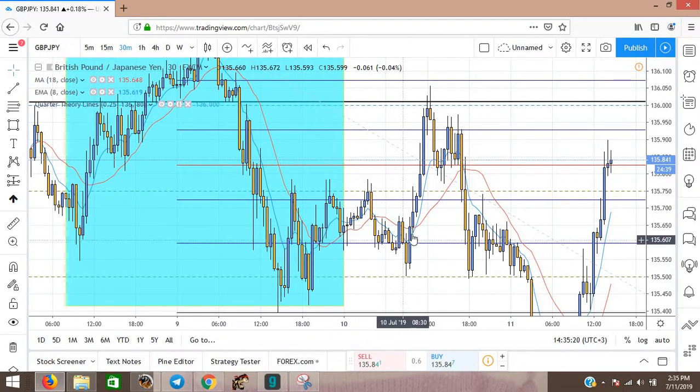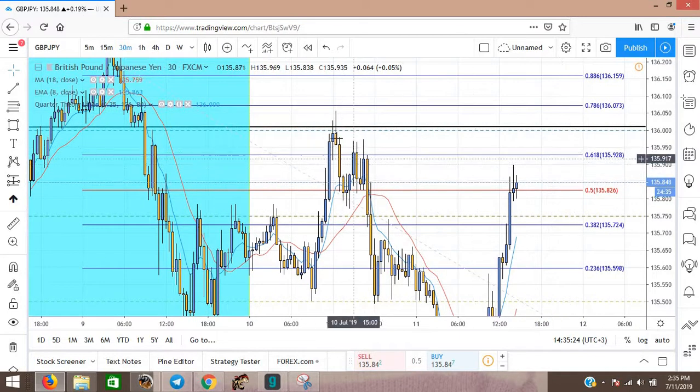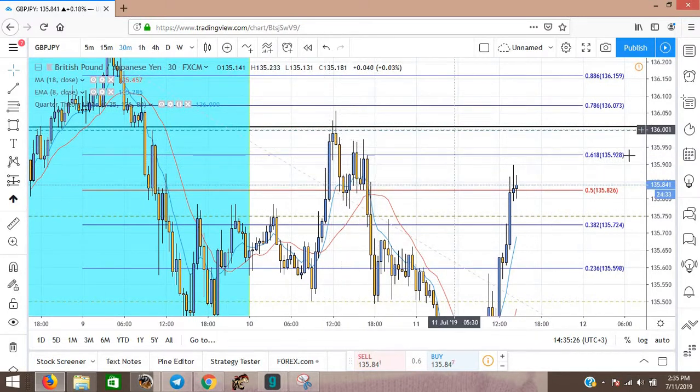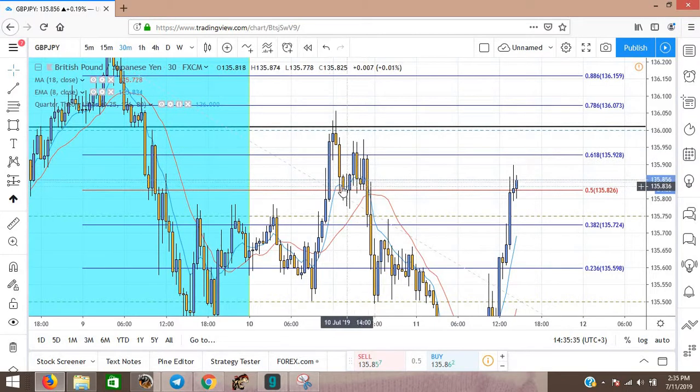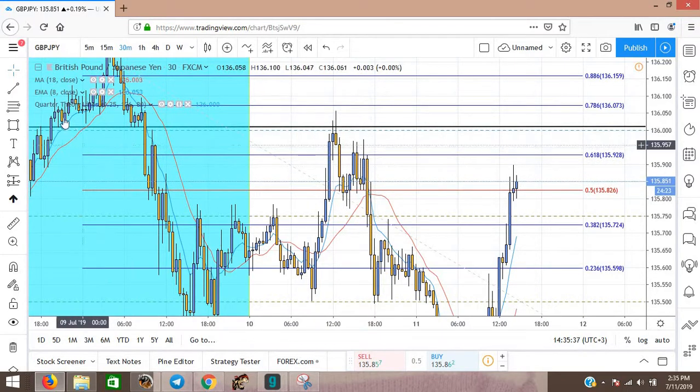We notice that the market went up, respected this PRZ, that is 135.90, which is the 61.8, and then broke structure of that.